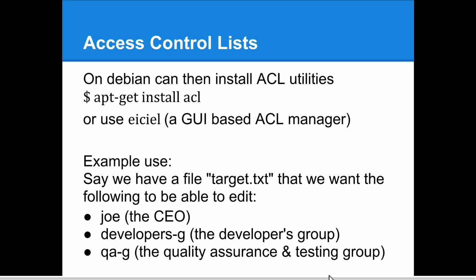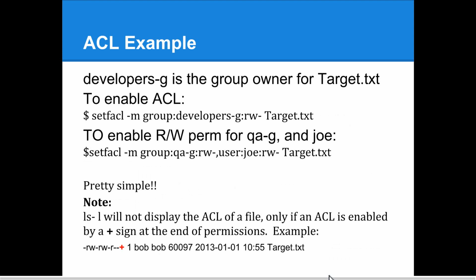Let's go through an example so you can see how they work. Say we have a file called target.txt, and we want the following people to be able to edit it. Joe, he's the CEO. We want the developers group, developers-G, to be able to edit it. And we want the quality assurance and testing group, QA-G, to be able to edit it as well. Let's say developers-G is currently the group owner for the target.txt file.